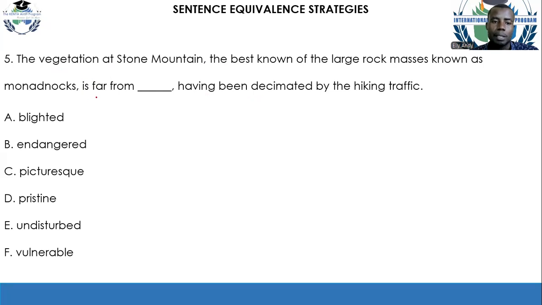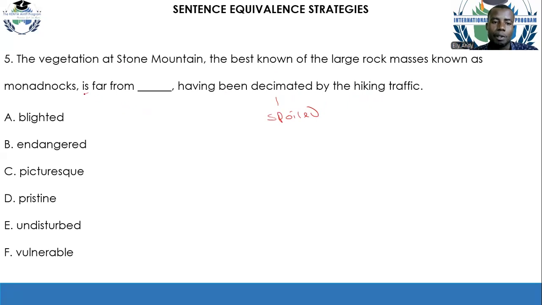So the bit between these commas is just elaborating on the vegetation. That is, the best known of the large rock masses known as monadnocks. It's just helping to identify the vegetation that the sentence is talking about. But the main idea is that the vegetation at Stone Mountain has been decimated, that is destroyed or spoiled by hiking traffic. So hikers have really affected the vegetation at Stone Mountain. So with that, what can we say about this vegetation?